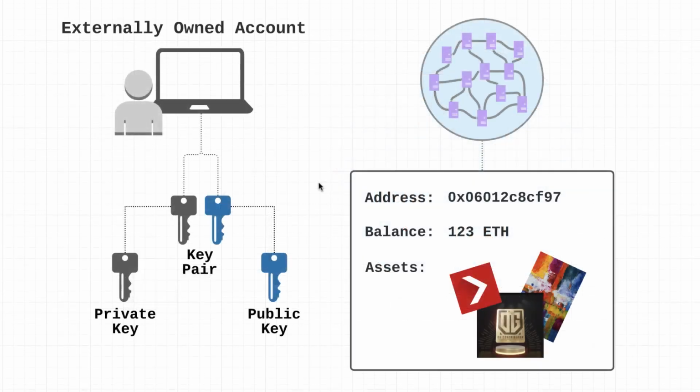All right, so now let's go ahead and take a closer look at this private key, public key. What's all this about? Whenever you have an externally owned account, that account is controlled by a key pair. A key pair consists of a private key and a public key. Whenever you download an Ethereum wallet and you create a new account, the app in the background is just going to automatically create these key pairs for you.